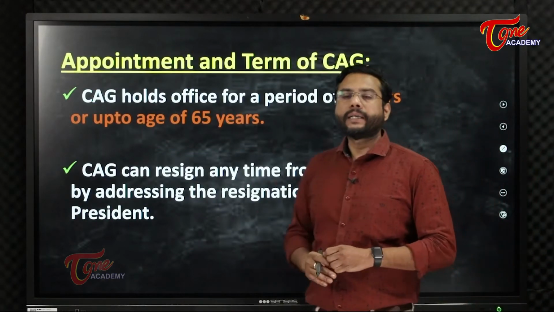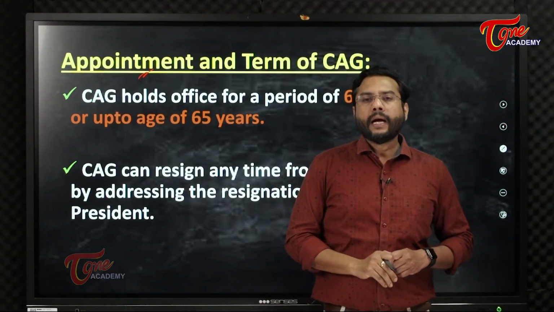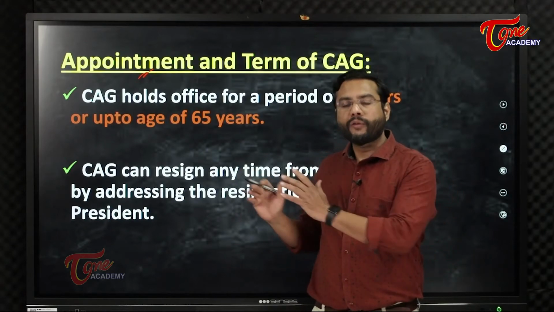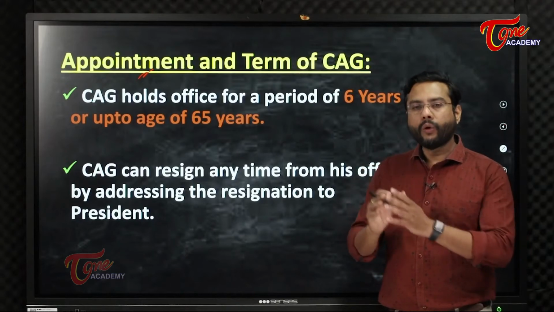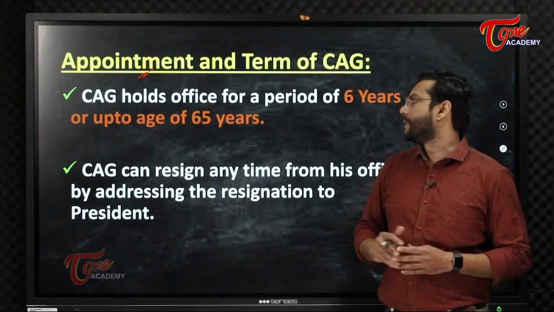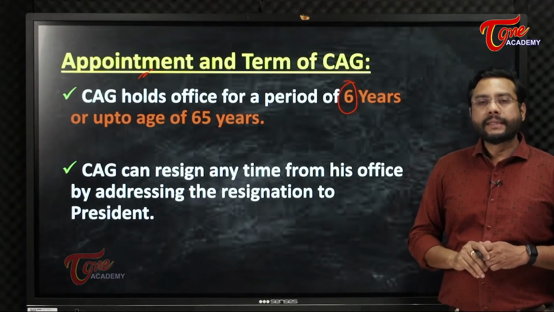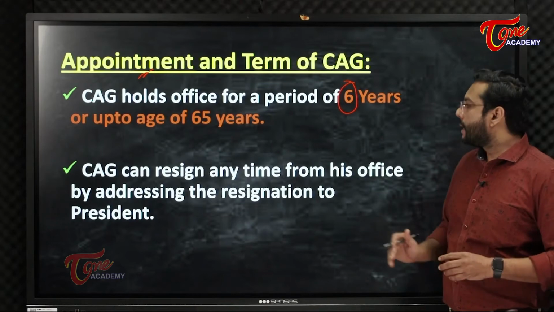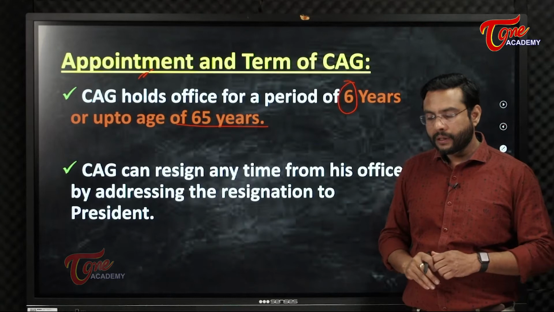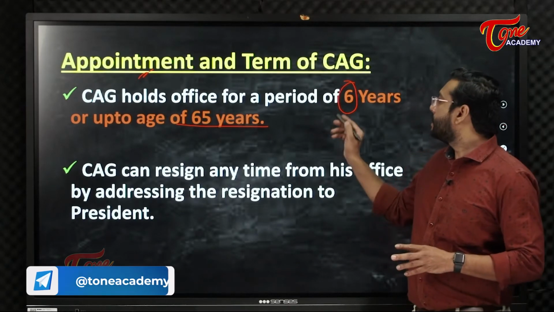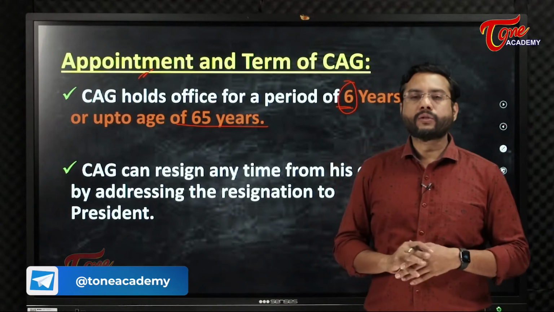When we say term of the CAG, as we know, appointment is done by the president under his warrant and seal. The term of the CAG is also fixed by the Constitution. The CAG will hold office for a term of 6 years. This is important. The CAG will hold office for a term of 6 years, or until the CAG reaches the age of 65 years. So we have a fixed tenure here. Fixed tenure doesn't mean that the CAG will necessarily continue for 6 years. There is a process of removal.